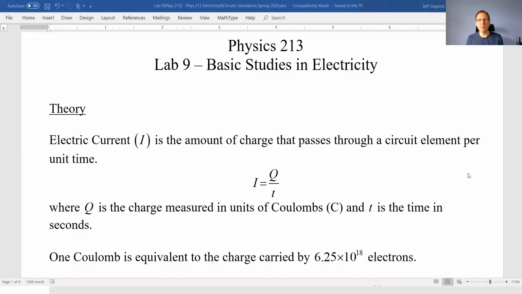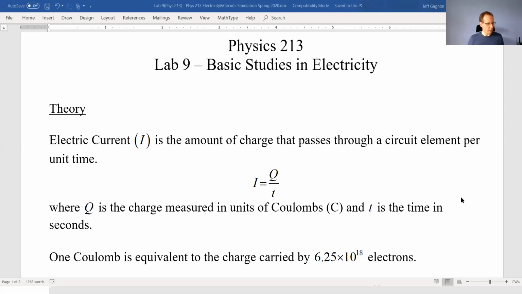Okay, so again, this lab is going to be on basic circuit analysis. And I'm sure by the time you do this lab, James will have gone over circuit analysis in lecture, so you have a good idea of all these concepts. But let me go over the basics right now. So I'm going to switch over to the lab handout. Okay, so let's start with a couple of definitions.